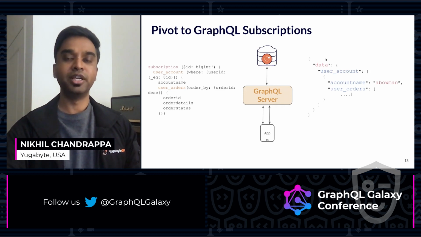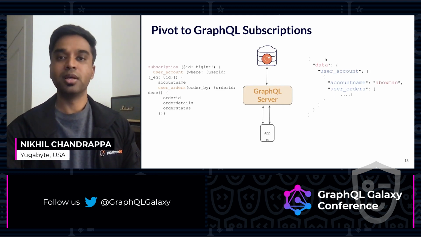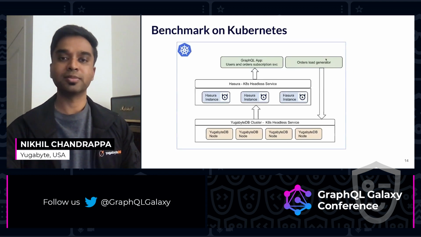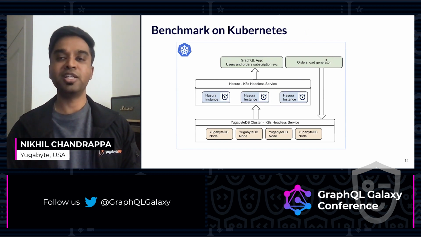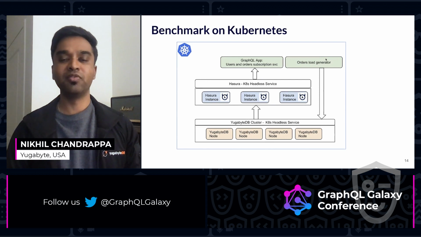The next thing for us to determine was whether it can handle the scale and the SLA requirements that were currently there on the APIs. For that, we went ahead and benchmarked the GraphQL subscriptions. We were able to scale to the SLA requirements we needed, and we are super happy with that.